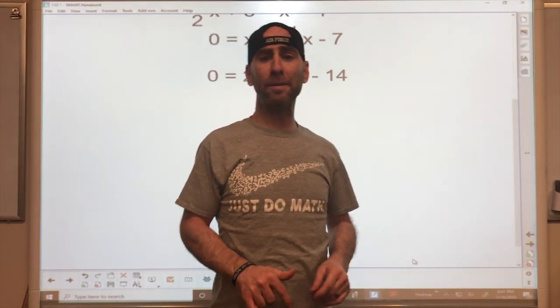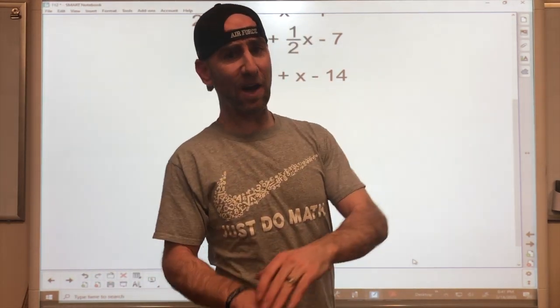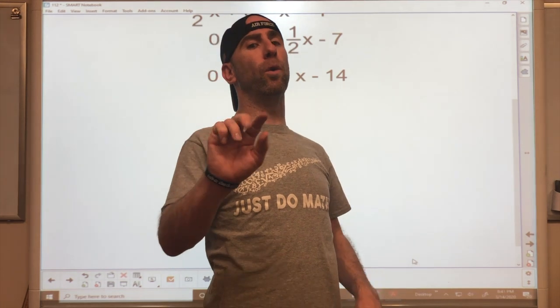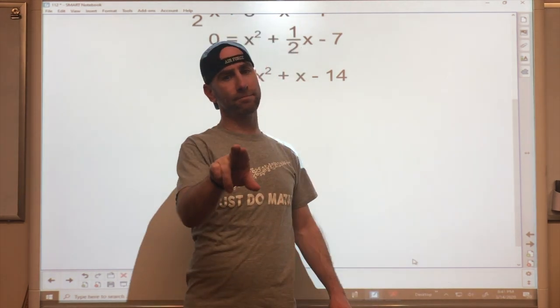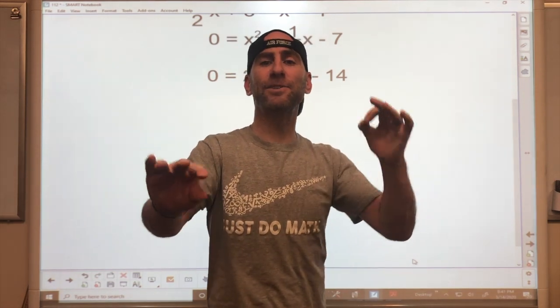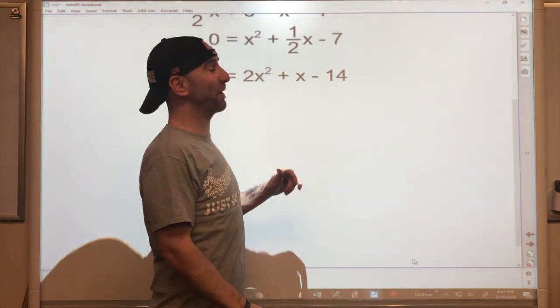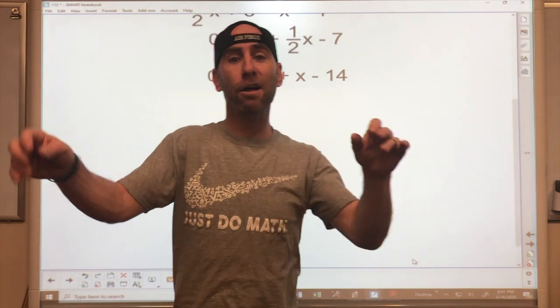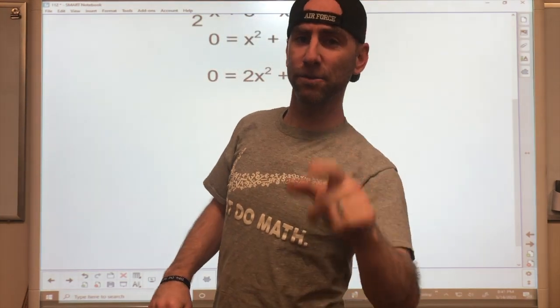Okay, you probably found pretty quickly that it was unfactorable, so what do you do now? That's right. Negative b plus or minus the square root of b squared minus 4ac. Try it.